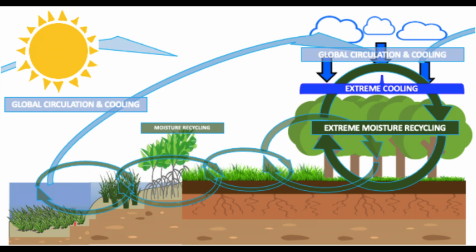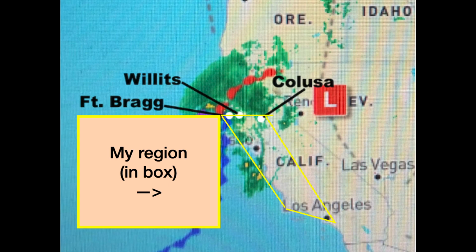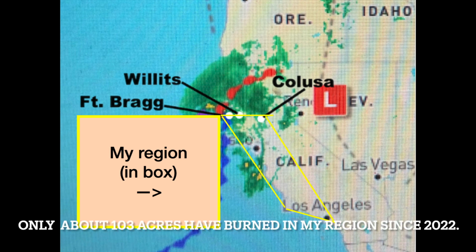In 2022, in California, after my transpiration waterings across the 3 counties in the northern areas you've seen, there were only 6 fires for the rest of the year in California. And in my area, there was only 1 fire. That fire burned just 80 acres. This last year, 2023, in my region, between Fort Bragg and south of LA, all the way over to Colusa, only 1 fire in 2023. It burned just 23 acres.